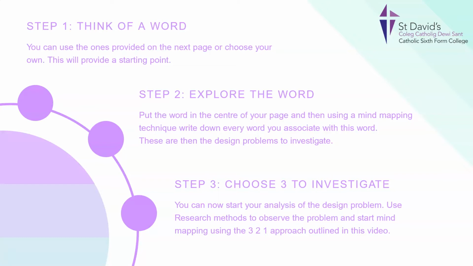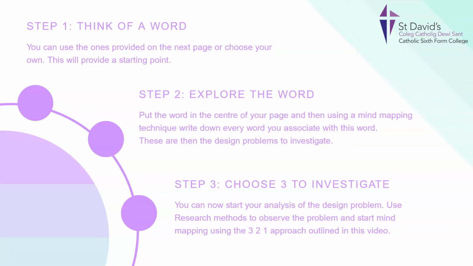Step 3, choose 3 of these words from your exploration to investigate further. You can now start the analysis of your design problem. Use the research methods that you know of to observe the problem. Start mind mapping using the 3-2-1 approach that I'm going to outline at the end of this video.